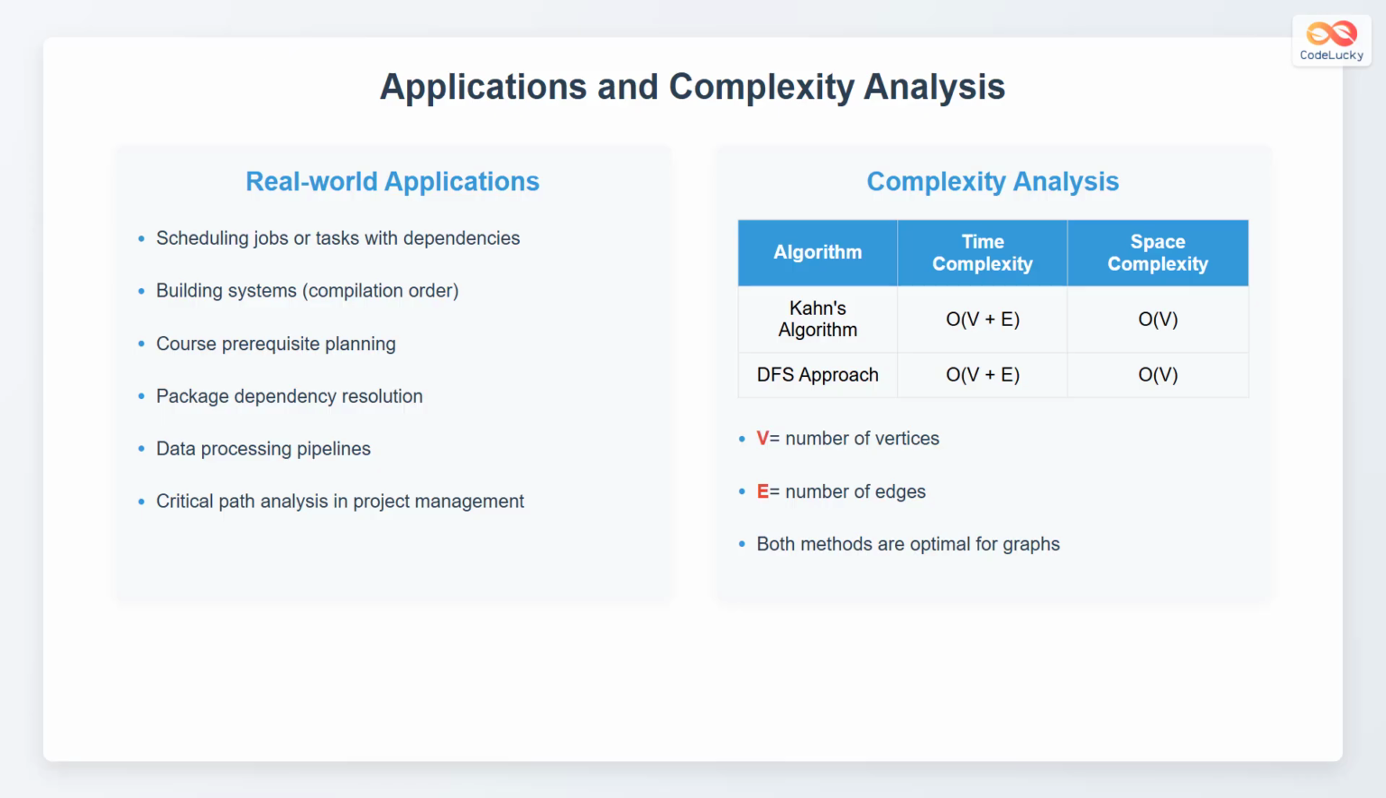Both have a time complexity of order of V plus E and a space complexity of order of V, where V is the number of vertices and E is the number of edges. Therefore, both methods are optimal for graphs.